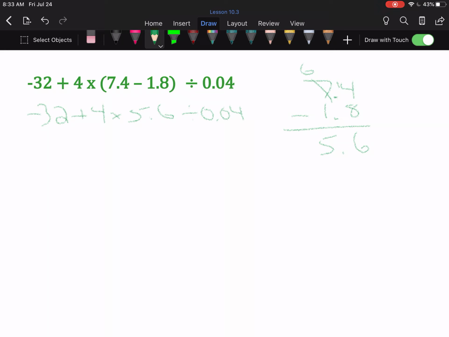Next up, we have to do 5.6 times 4. We multiply and divide from left to right. So since multiplication is first, we'll do that first. I'm just going to go ahead and do that right here. 4 times 6 is 24, carry a 2. 4 times 5 is 20, with 2 is 22. 1 decimal place in that. So we now have negative 32 plus 22.4 divided by 0.04.